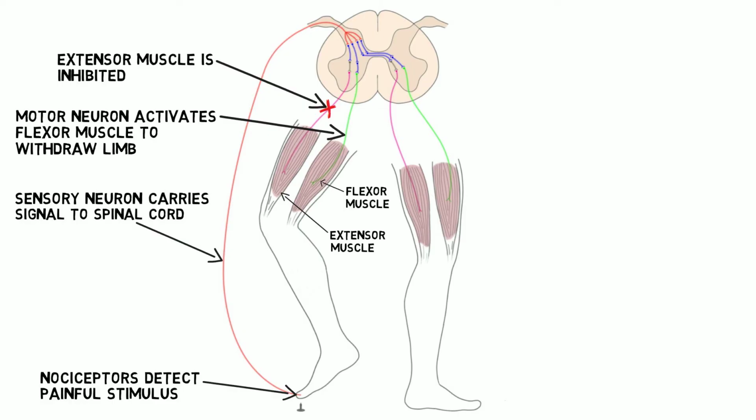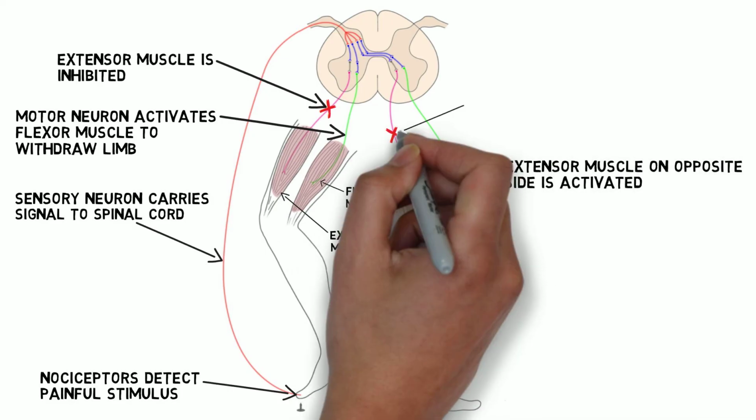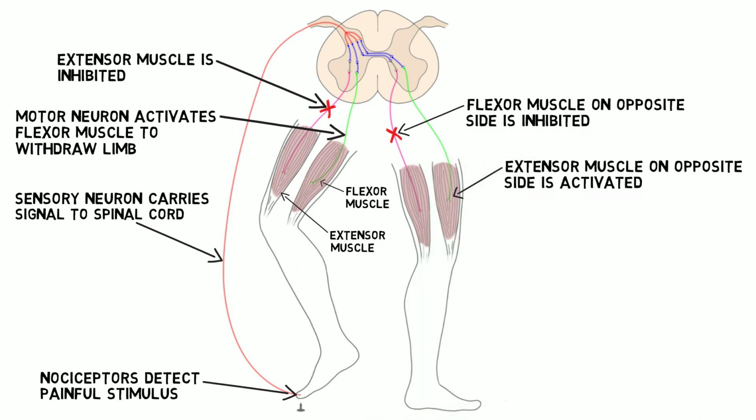Another pathway crosses over to the other side of the spinal cord and causes the opposite response to occur in the opposing limb. In other words, the extensor muscle in the opposing limb will be activated and the flexor muscle will be inhibited. This is sometimes called the crossed extension reflex, and it is enacted for postural support. If, for example, you are withdrawing your foot from a painful stimulus, then the other leg needs to be prepared to hold your weight.